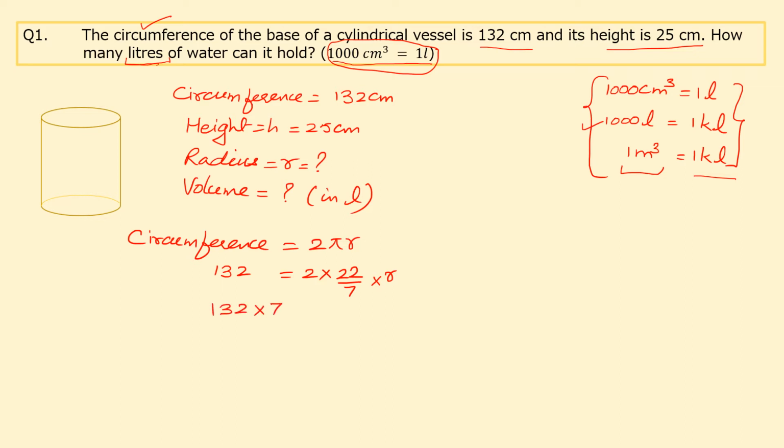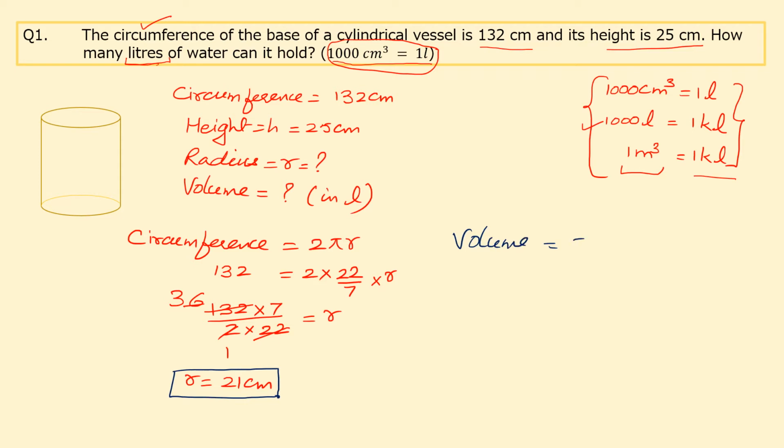132, we will take all these on the left hand side, equals r. 22 6s are 132, 2 1s are 2, 2 3s are 6. So radius is equal to 21 centimeter. I hope you all got the same answer. Now radius is known to us. We'll find the volume. Now the volume of cylinder is pi r square h. Pi is 22 by 7. R square, that is square of 21. H is 25. This is given to us.